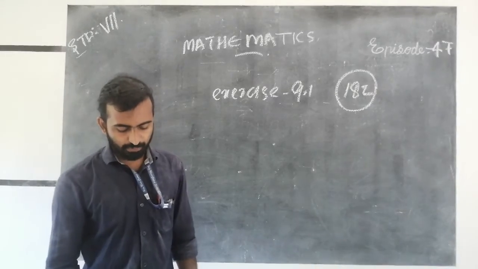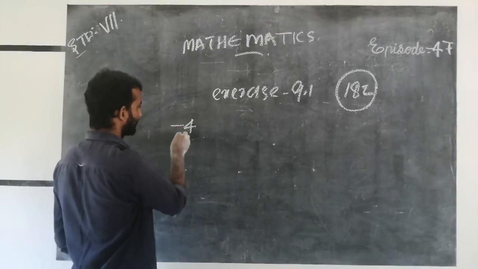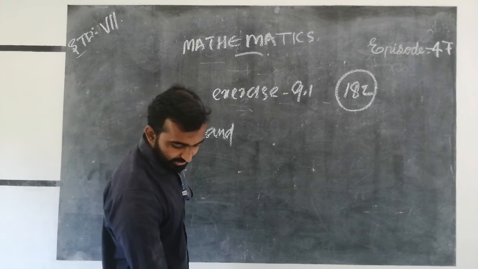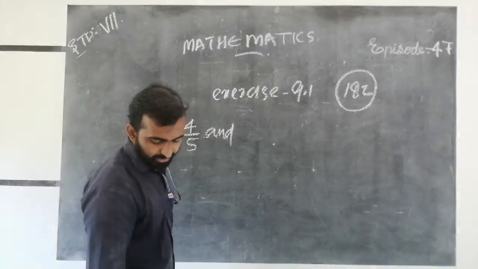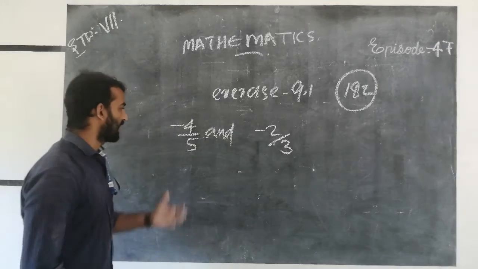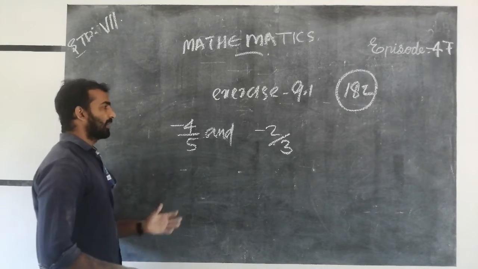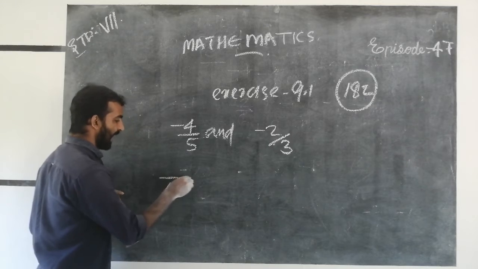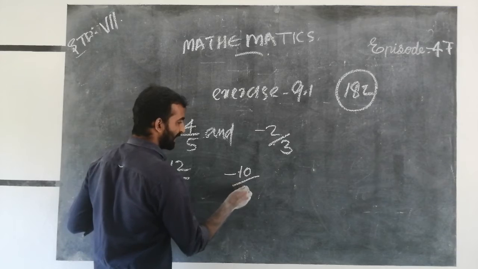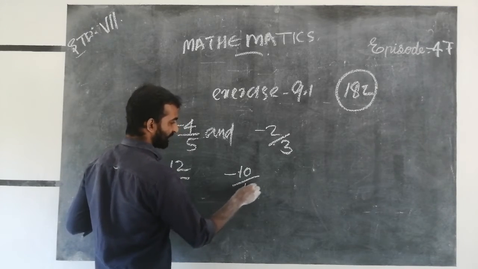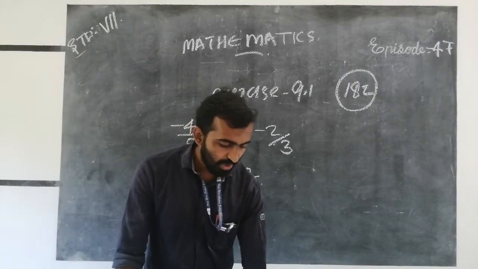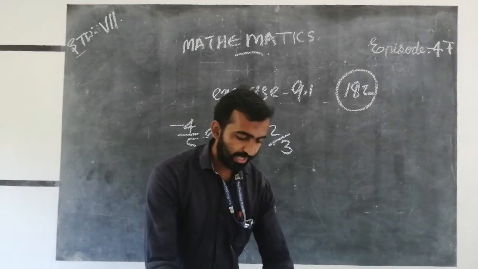Here is negative 4 by 5 and negative 2 by 3. Here we take the LCM of the denominators, or we convert the denominator to 15. We get negative 12 by 15 and negative 10 by 15. So here we only get two numbers. Here we want 5 rational numbers, isn't it?